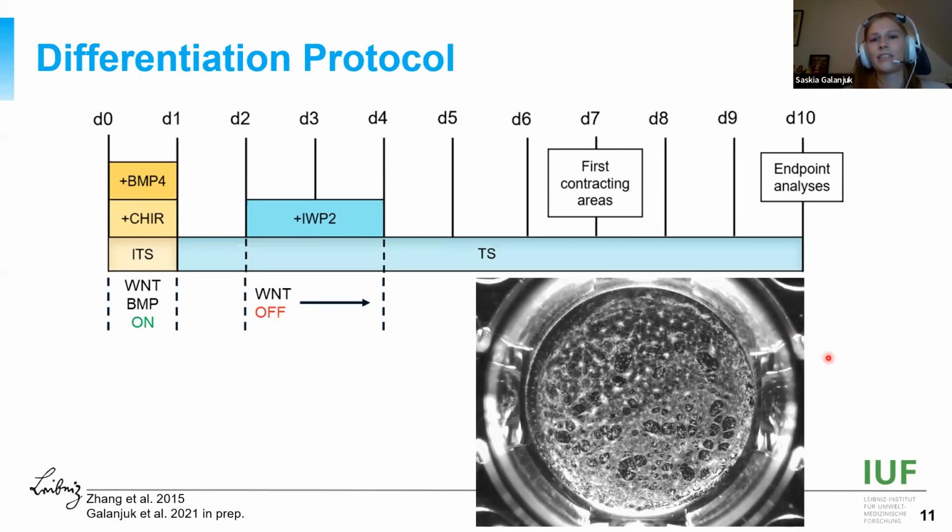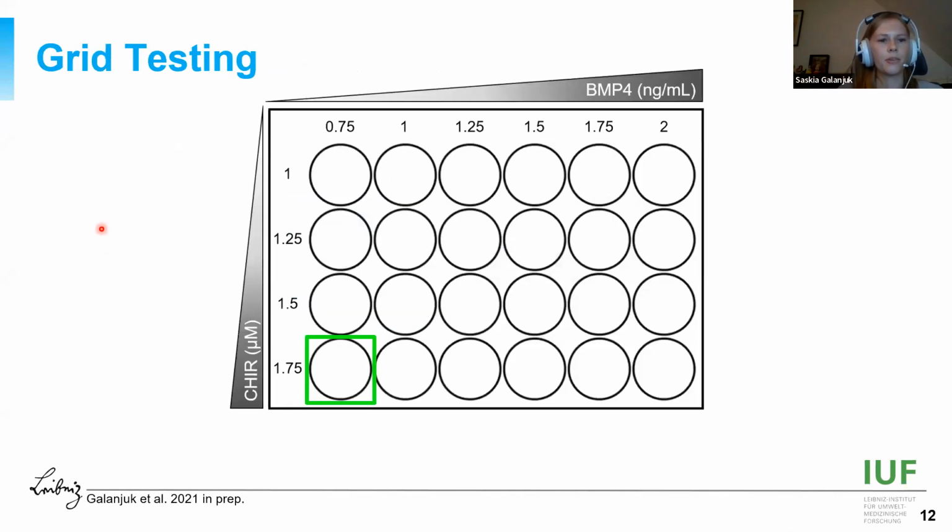Taking the variability of iPS cell lines into account, the protocol is adaptable to new cell lines, applying a concentration grid of BMP4 and CHIR on day 0 to get the highest amount of beating cardiomyocytes. So we did this for the IPS11 cell line, and the grid was performed on a 24-well plate with concentrations of CHIR ranging from 1 to 1.7 micromolar and BMP4 from 0.75 nanogram per milliliter to 2 nanogram per milliliter.